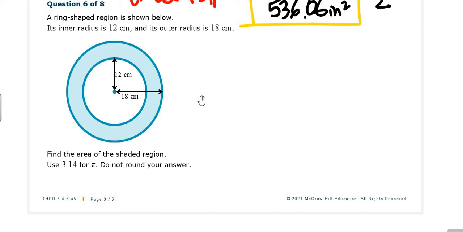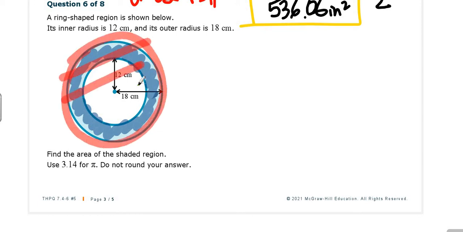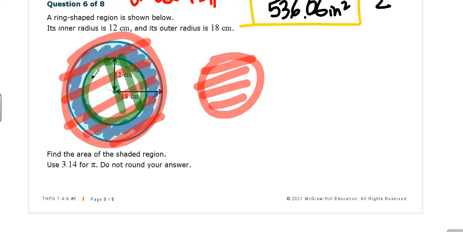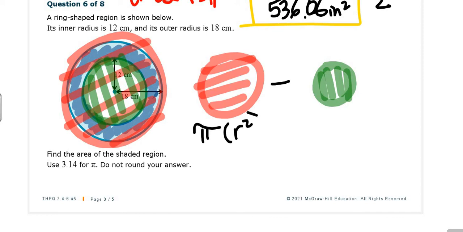In the ring shape area below, the inner radius is 12, the outer radius is 18. Find the area of the shaded region. Well, it's pretty easy to see that this shaded region is called negative space. So we're going to find the area of this outer circle, find the area of this inner circle, and subtract. So it's pi r squared minus pi r squared.